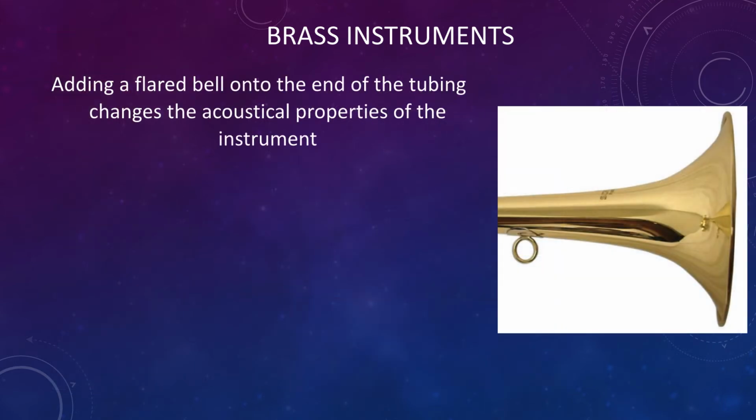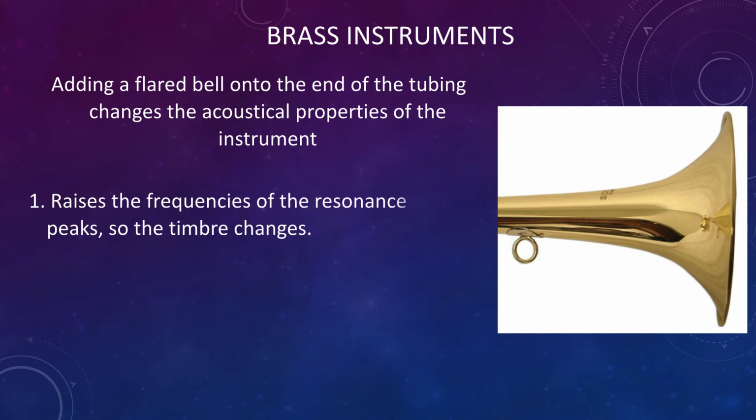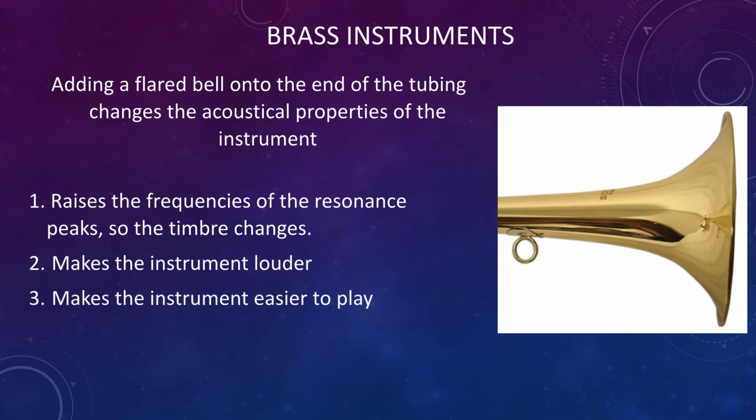Adding a flared bell onto the end of the tubing changes the acoustical properties of the instrument. As it turns out, the bell raises the frequencies of the resonant peaks, so the timbre changes. It makes the instrument louder, it makes the instrument easier to play, and it makes the sound more directional.